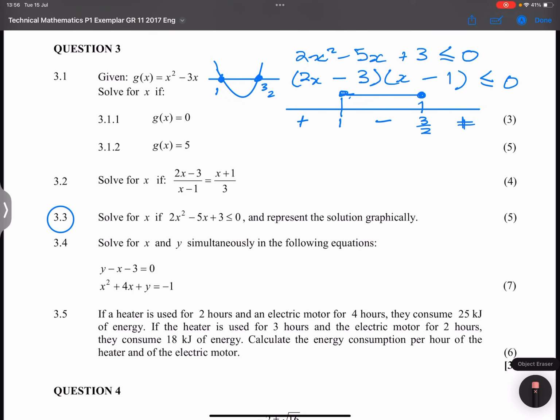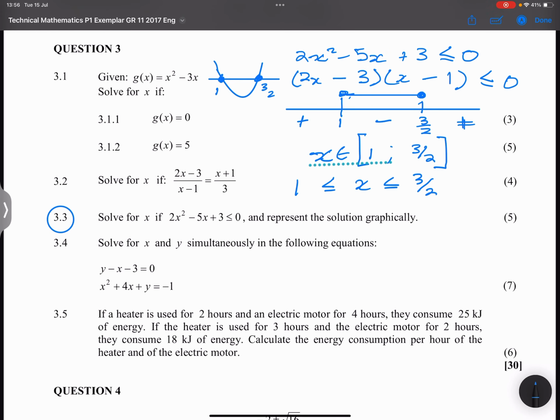So now, when we give the answer, say x is an element of from 1 to 3 over 2. In fact, 1 should be included, and 3 over 2 should be included. Alternatively, you can say x is less than or equal to 3 over 2 and greater than or equal to 1. And that is how we will go about answering this question.